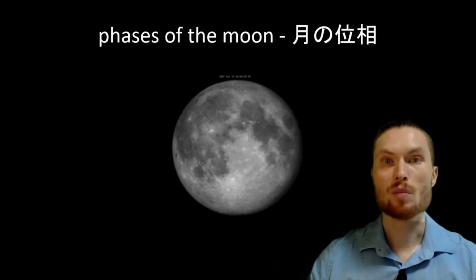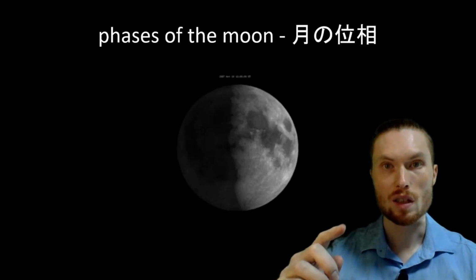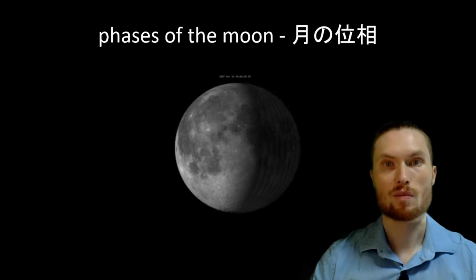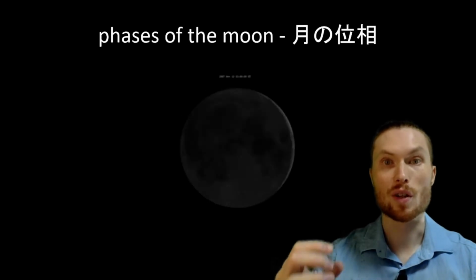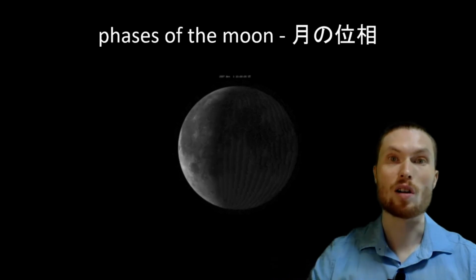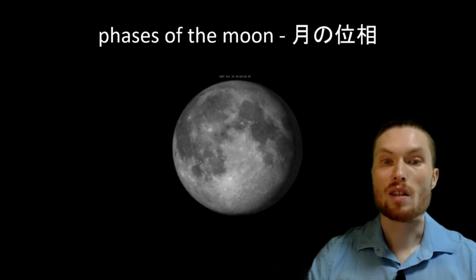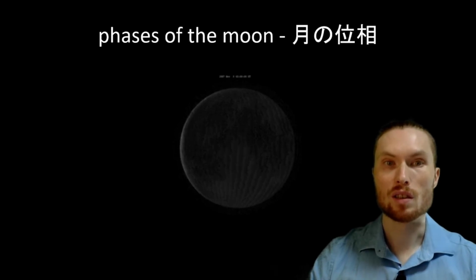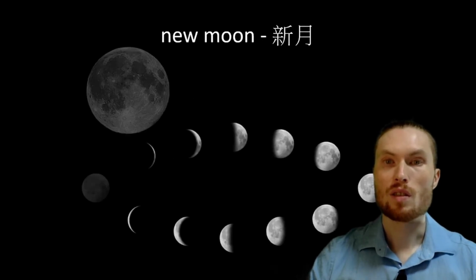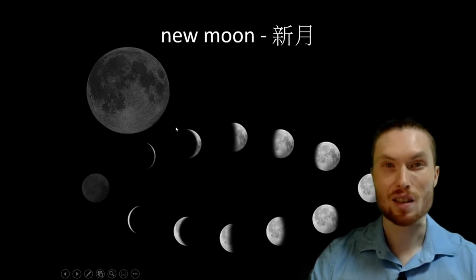First, phases of the moon. So as the moon goes around the Earth, its appearance changes. So sometimes it's very big and bright, sometimes it's just a small sliver. So what are the names of these phases of the moon in English? The first one is new moon. New moon is completely black. New moon you can't see.